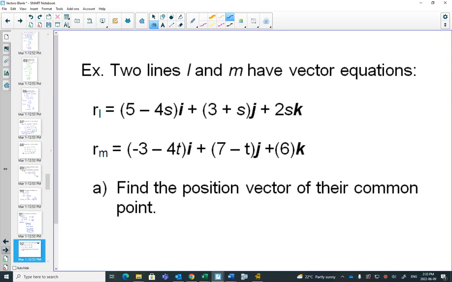Okay. So the lines L and M have these equations. What I would do, first of all, looking at these equations, I don't like the form. Can we write it in this form? And this time our parameter is S. So can you see that with your coordinate I, you have 5 minus 4S. And with our coordinate J, you have 3 plus 1S, so this would be a 3 and this would be a 1.